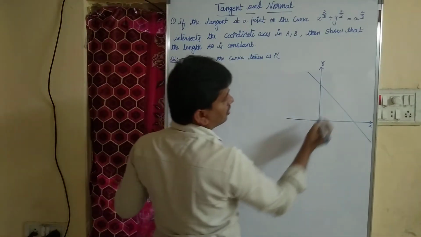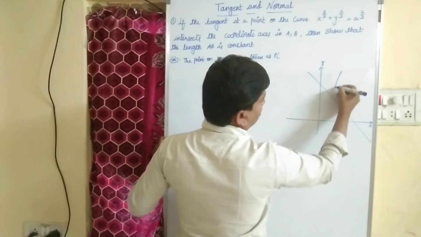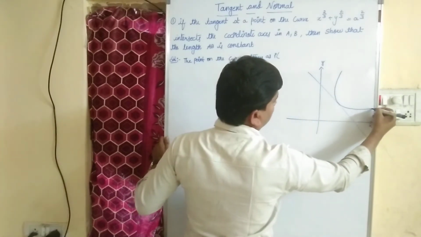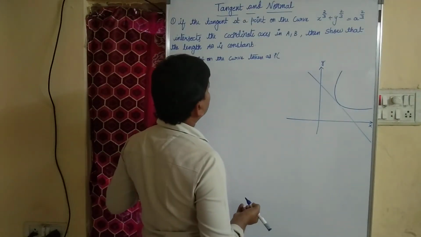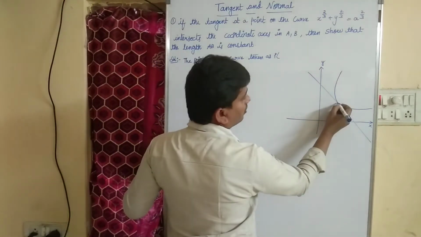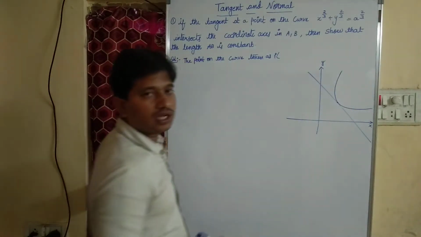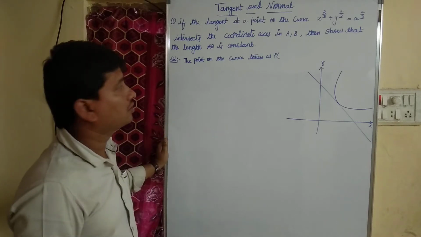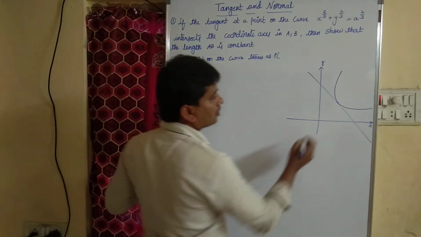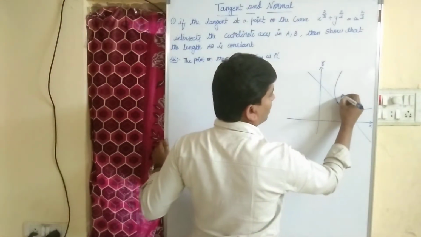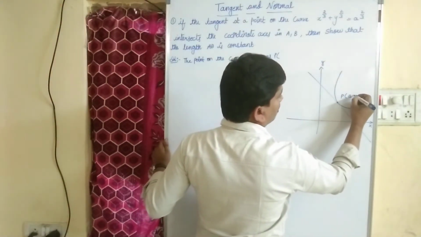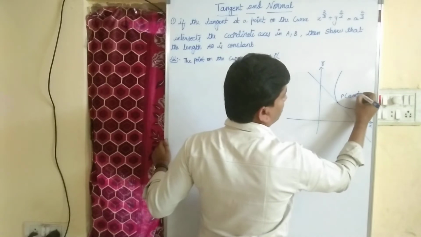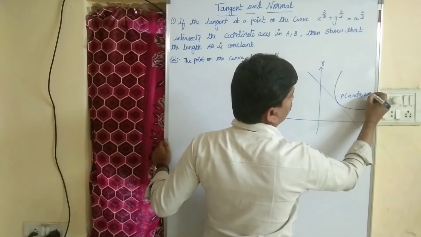So this is our curve. See the point on the curve. What do you mean by tangent? Tangent means a line which intersects the curve at one point. So the point on the curve, you take it as P of a cos cube theta comma a sin cube theta.